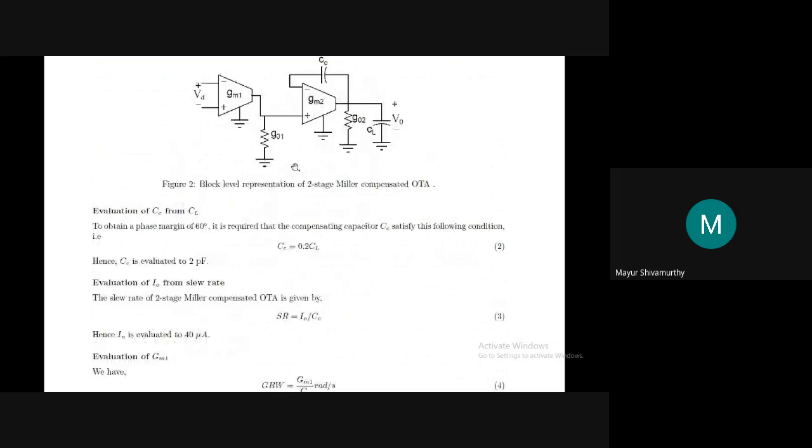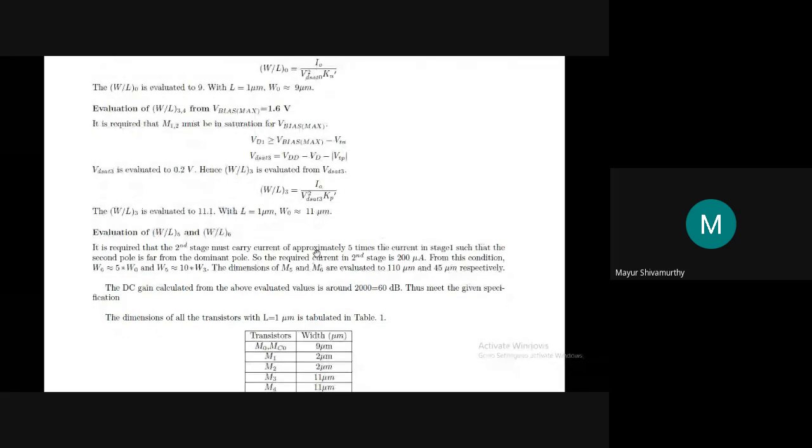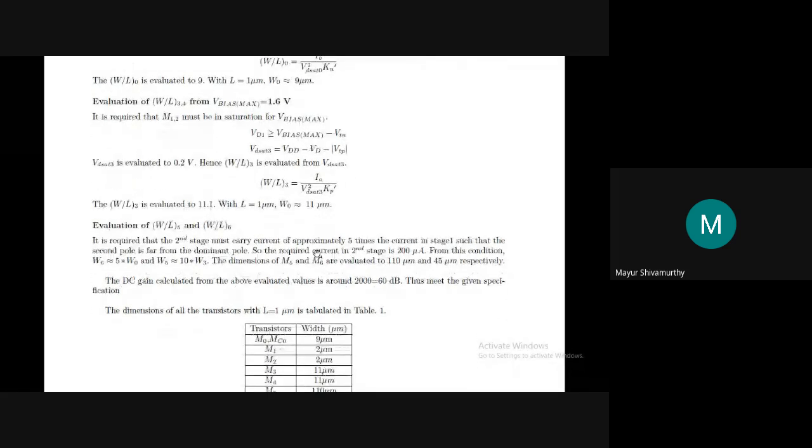Okay. So that we have a better phase margin, M5 and M6 are evaluated to 110 micrometers, because you can see here I have 11 micrometers, 11 into 10, it is 110 micrometers. The dimension of the tail transistor was 9 micrometers, so it is 9 into 5, 45 micrometers.